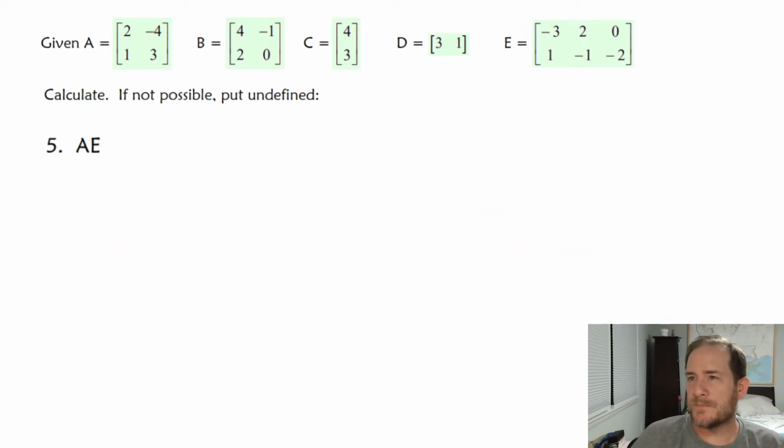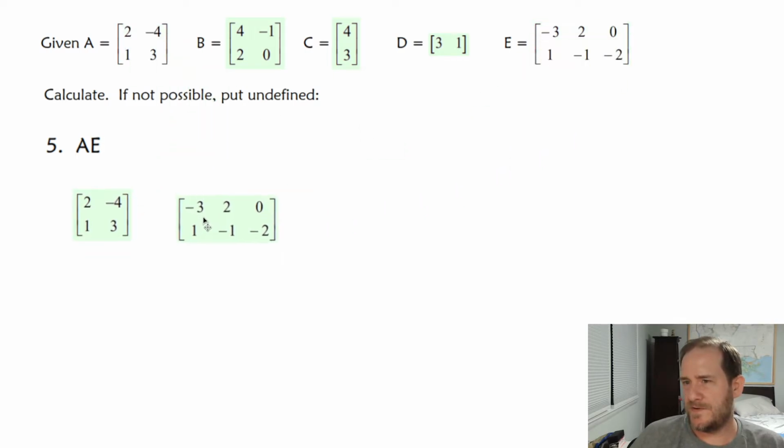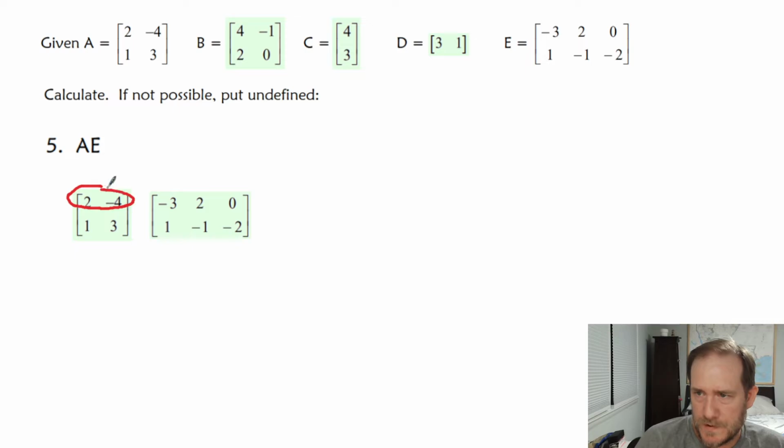Moving on. A times E. Let's see. Here's a matrix A. Here's a matrix E. Can these even be multiplied, you say? And the answer is, I don't know. Check the row by column. If there's two things in a row and two things in a column, then yes, we can. What do you expect the final answer to be?